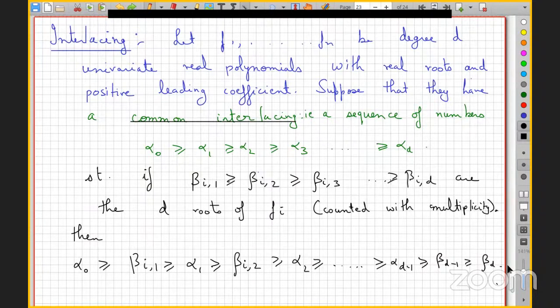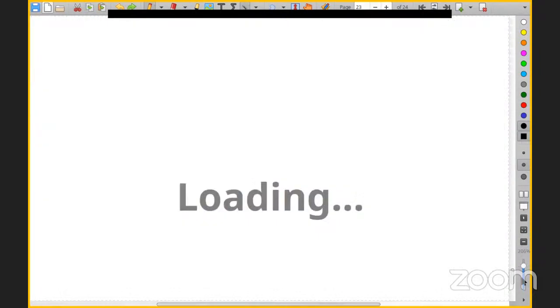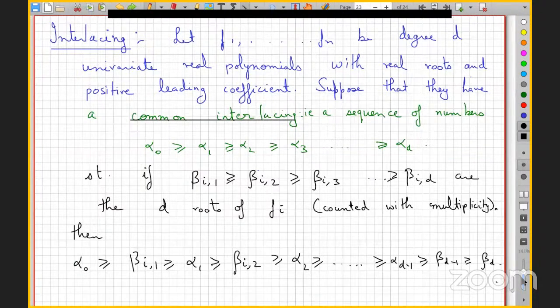Okay, is it clear? So this is the definition of interlacing. I'll write another way of writing it, which will look maybe slightly more reasonable, but this is the definition that is easier to use. So you have a common set of d plus 1 numbers, which says that if you take any fi, the d roots lie in the consecutive intervals that these d plus 1 numbers define.